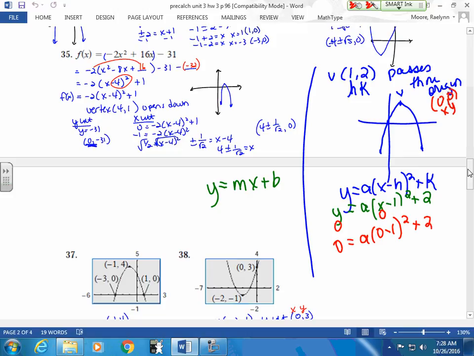So now we just solve for a. Negative 1 squared is 1. I subtract 2, and a is equal to negative 2. And it makes sense, doesn't it? It's opening down. The last thing you have to do is just plug it back in to this piece right here, just like you did with y equals mx plus b. So negative 2 times (x minus 1) squared plus 2. So I can find my vertex, (1, 2). I can see that it opens down.